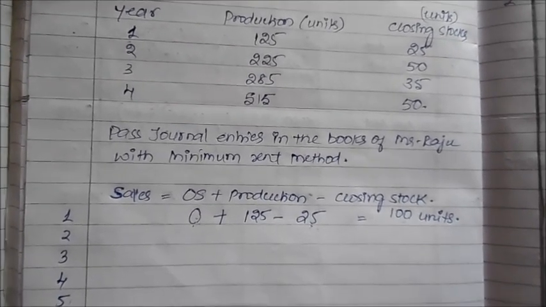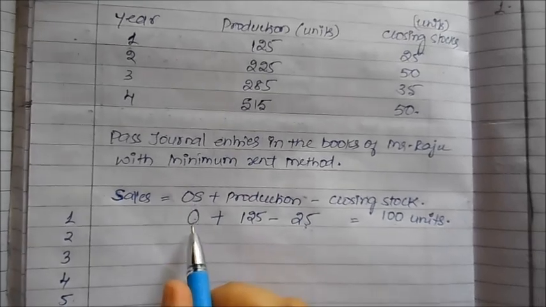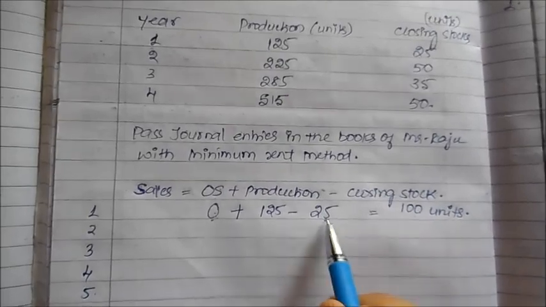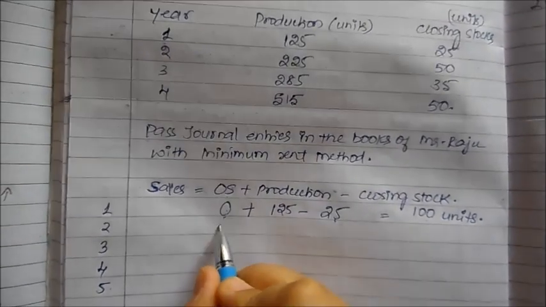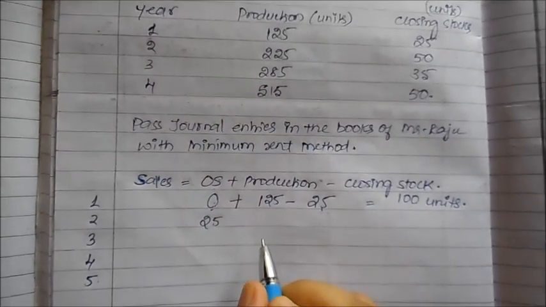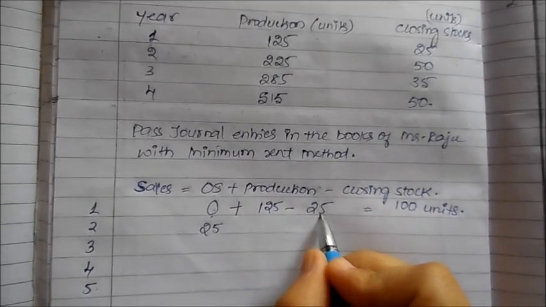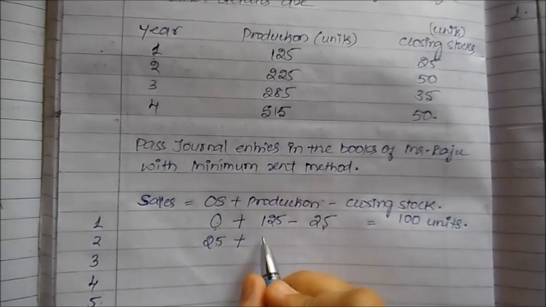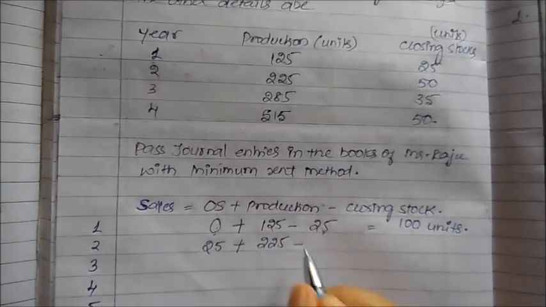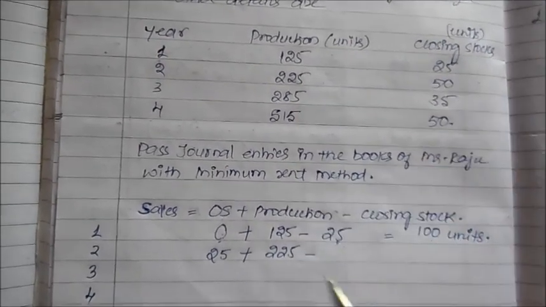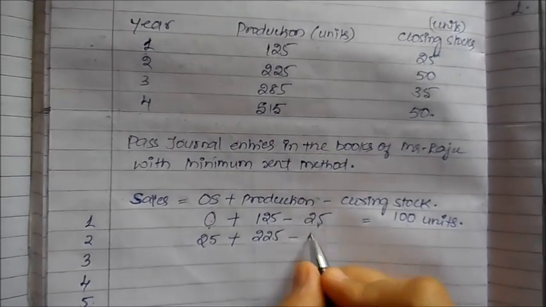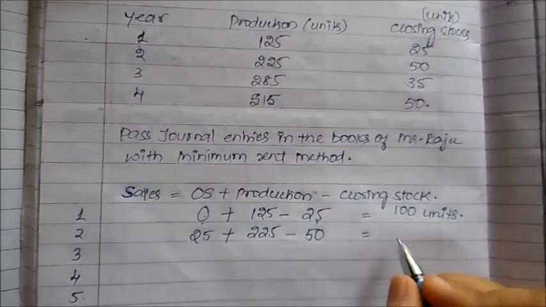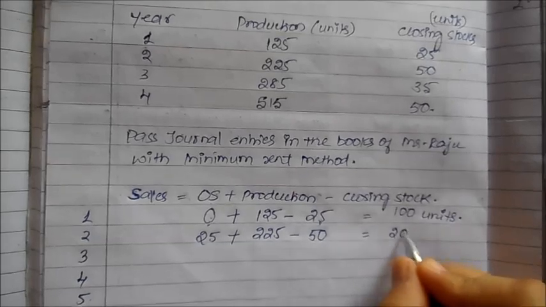Now, for the second year, to find this out you would need the opening stock, and as per the accounting principles, the closing stock of the last year will become the opening stock of the next year. Okay, closing stock of the last year will become opening stock of the next year. Plus, what was the production? 225 was the production which was done. Now in the second scenario, how much was the closing stock, the goods which were not sold? It was 50. So minus 50.